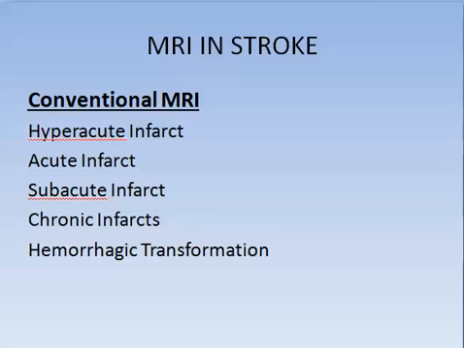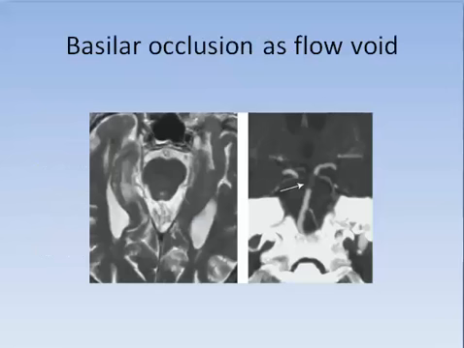you can also see if there is hemorrhagic transformation or not, and we will have some examples. Now this is an acute basilar artery occlusion seen as flow void here, and this is the CT-MIP, CTA-MIP showing the defect.